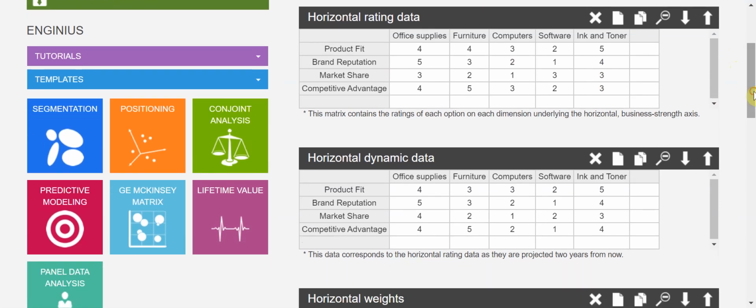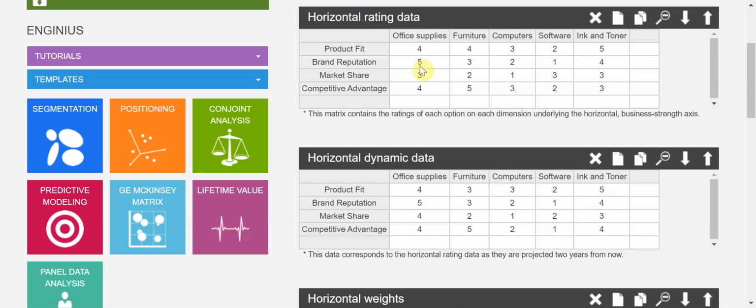And then there is another type of data, dynamic data, right? Rating data is the current rating of the business units. Dynamic data is the rating to project the 2 years to come, right? So the same managers evaluated the 5 business units in terms of their projection of the units 2 years from now, right? So you can see there are different evaluations, right?